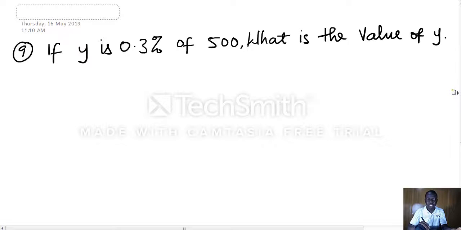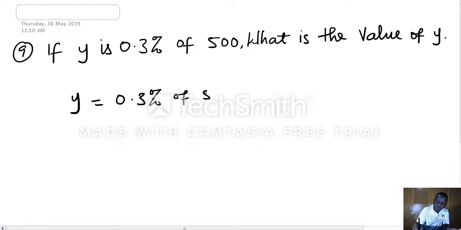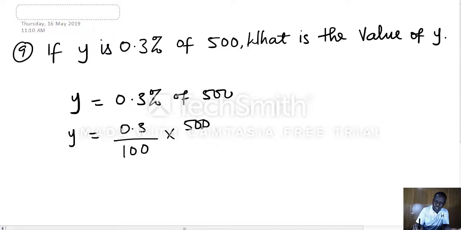Question 9 says, if y is 0.3% of 500, what is the value of y? That is, y is equal to 0.3% of 500. What is y? That means y is equal to 0.3% can be said to be 0.3 divided by 100 times 500 over 1. These two zeros will cancel these two zeros, leaving us with 0.3 times 5.